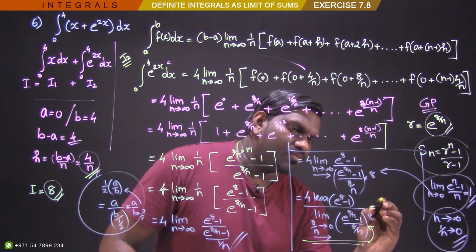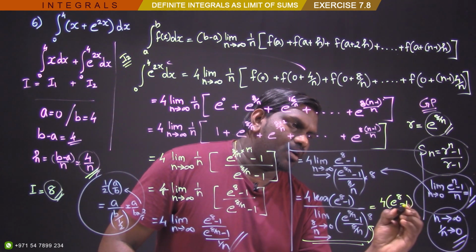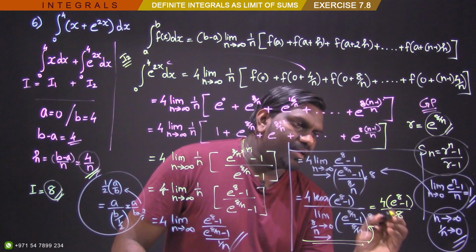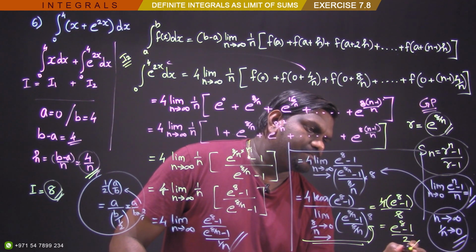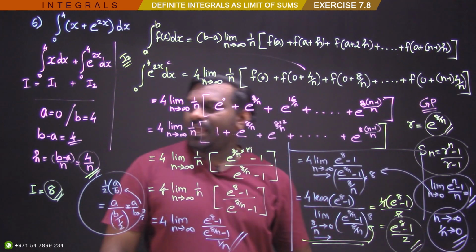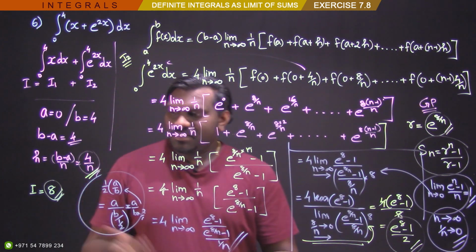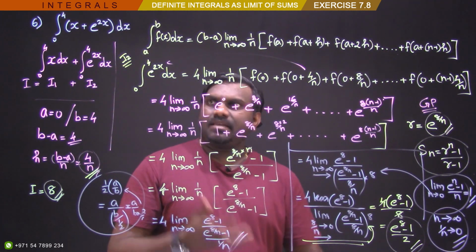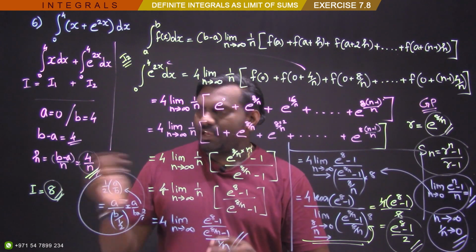So what do we get here? I got 4 e raised to 8 minus 1 by 8, right? So when I cancel these two, what I will be getting is e raised to 8 minus 1 by 2. This is what I have, dear. So hence find the value of this one. This is exactly my i2. So I got i2 here. You have i1 here.